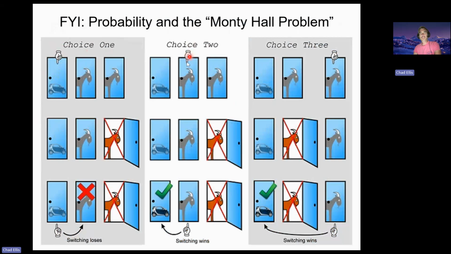Choice 2, you pick door 2. The host shows you door 3 with the goat behind it, and you decide to switch this time, switching from a goat to a car. So this time you won. And then choice 3, your initial choice is door 3. You're shown a goat behind door 2. And this time, if you switch from the goat to the car, of course, you win again. So you can see 2 out of 3 times, if you switch, you win. But if you stay, you're more likely to lose.